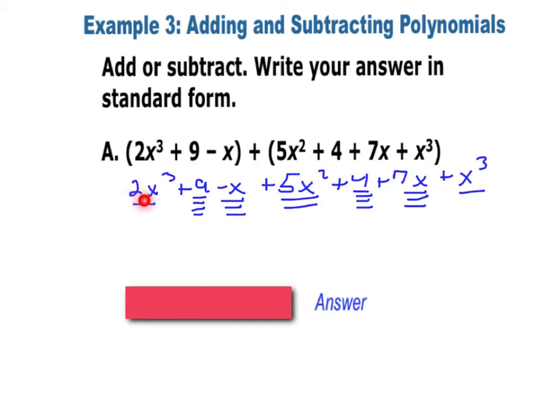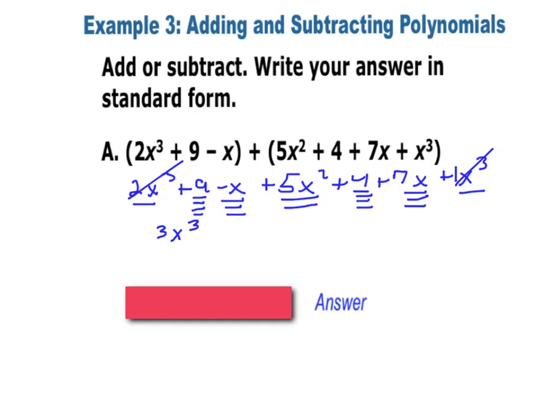So I have 2x to the third plus, and how many x to the thirds do I have there? Well, if it helps you, I have 1. Okay, so you can put a little 1 there to help you remember. So I have 3x to the thirds. Now, I'm going to cross them out as I go so I don't get them confused and try to add them twice. Okay, next I have a 5x to the second.